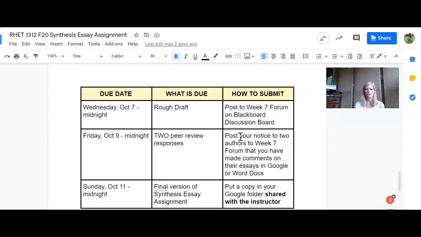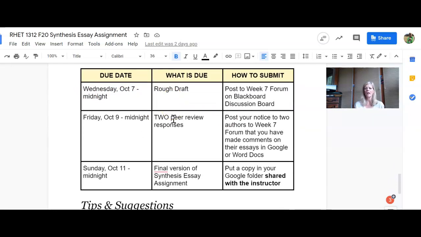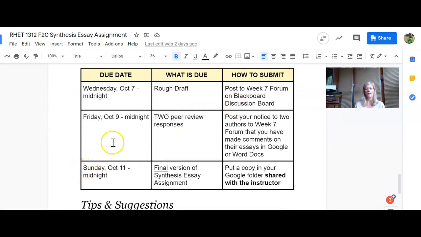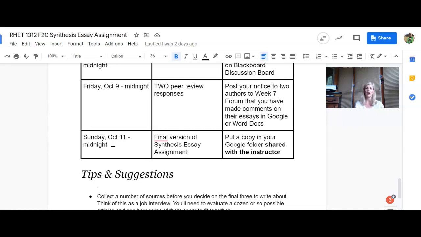Then I have made a little reminder table for due date, what is due, and how to submit it. So the rough draft is due October 7th, and you post it to Blackboard, and then you will review two of your classmates' papers. You will make comments on those, and we will talk about how to give good peer review, how to make comments on both Word documents and Google documents, for your peers. That will help them.